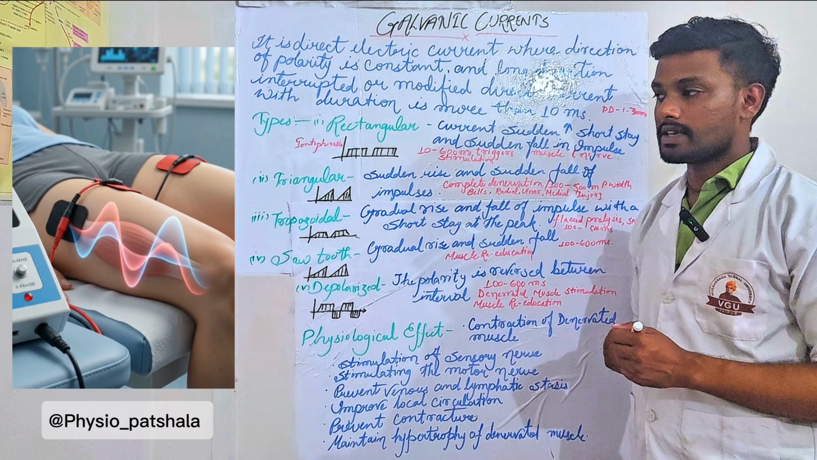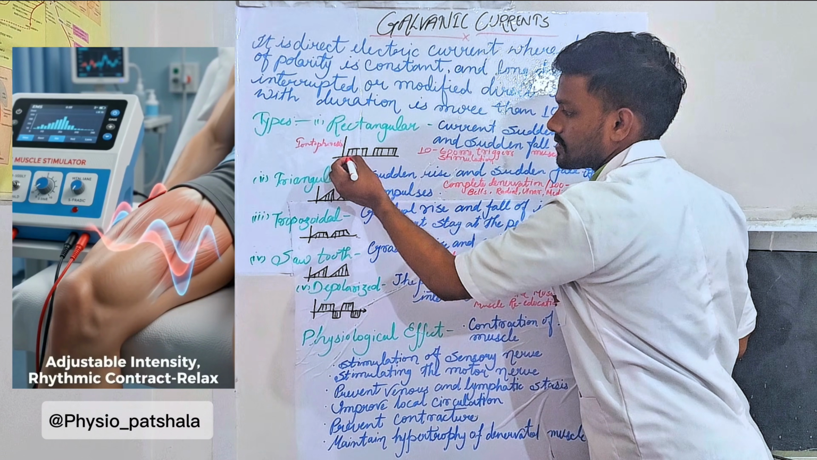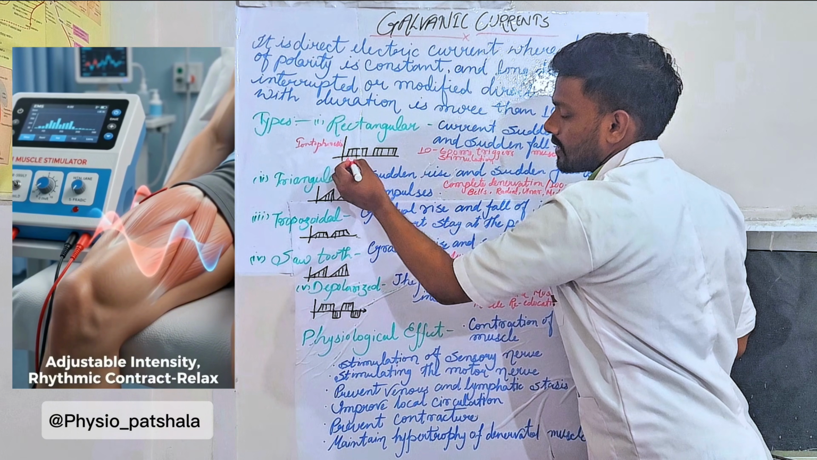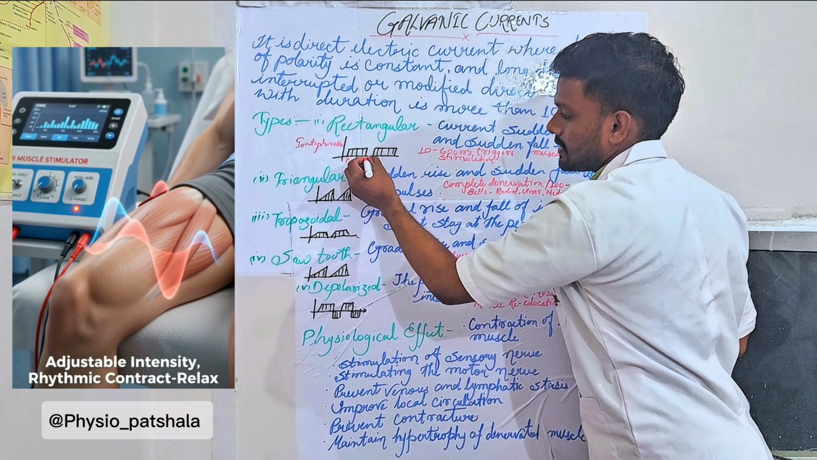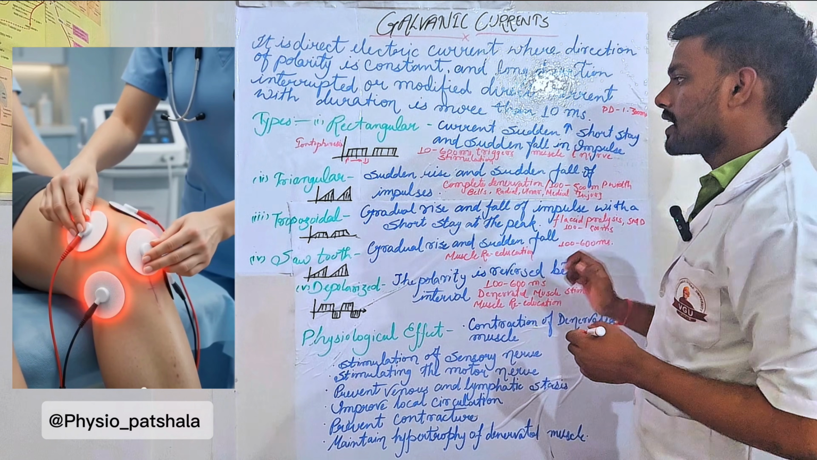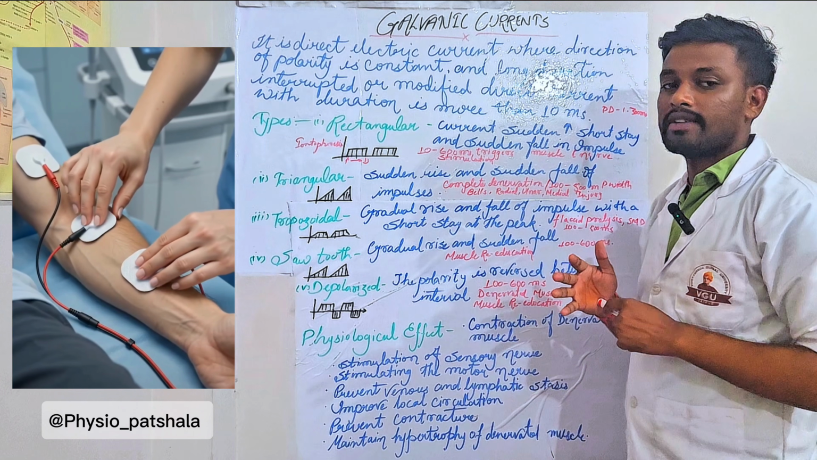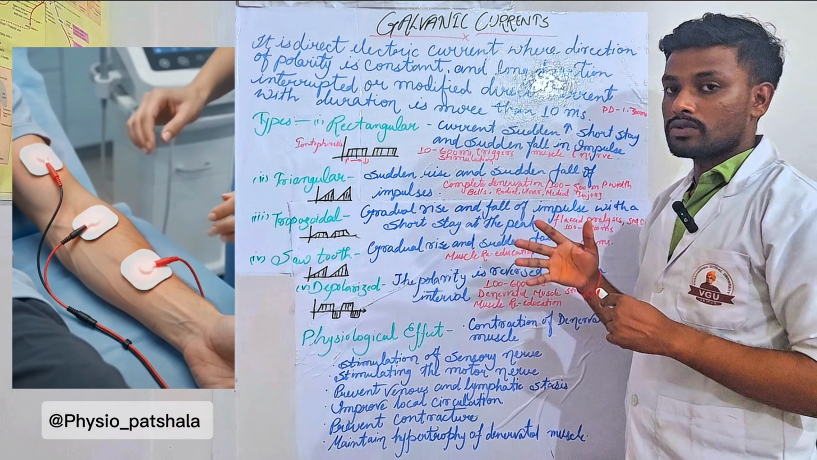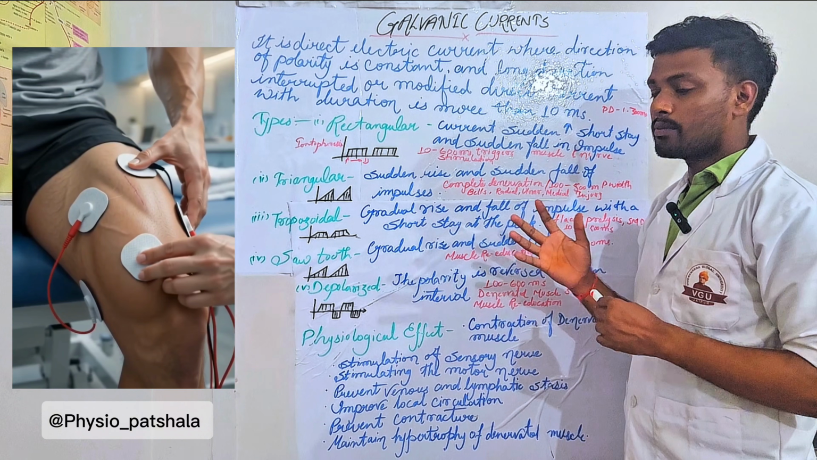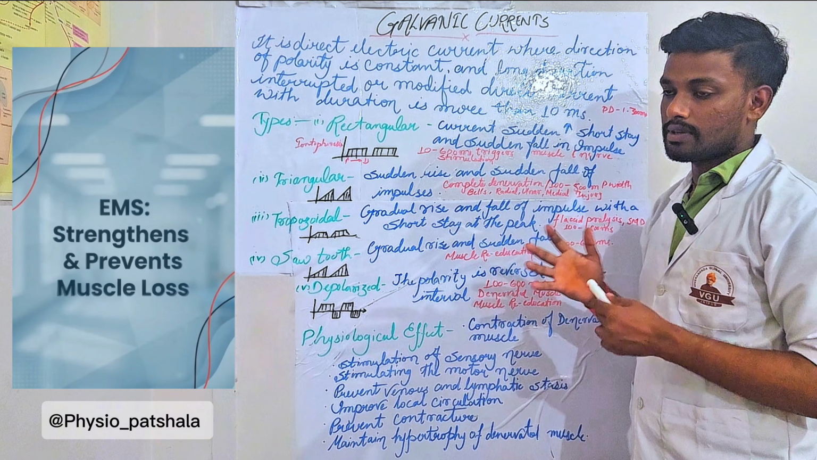First is the rectangular shape. In the rectangular galvanic current, the current increases gradually, stays for some time, and decreases gradually. It means a sudden increase, a short stay, and a sudden fall of impulses, which is shown in the rectangular type of galvanic current. It is not shown on our modality; it is inside, based on the gadgets.